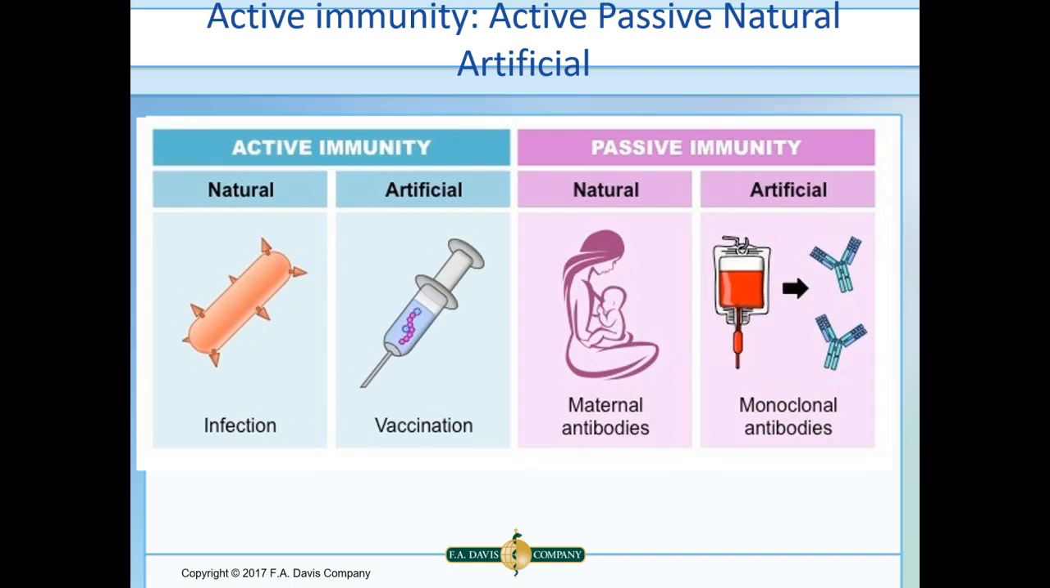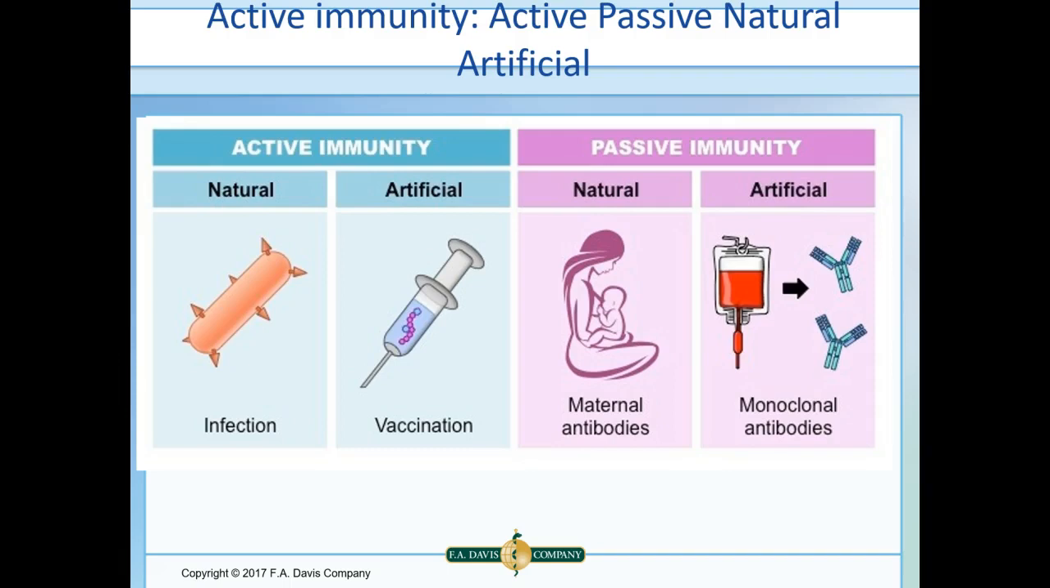Passive, the difference between this, and these are the ones that students struggle with the most. Natural is something like a mother breastfeeding or antibodies passing through the placenta to the baby, okay? Artificial, this is where people get the most confused.